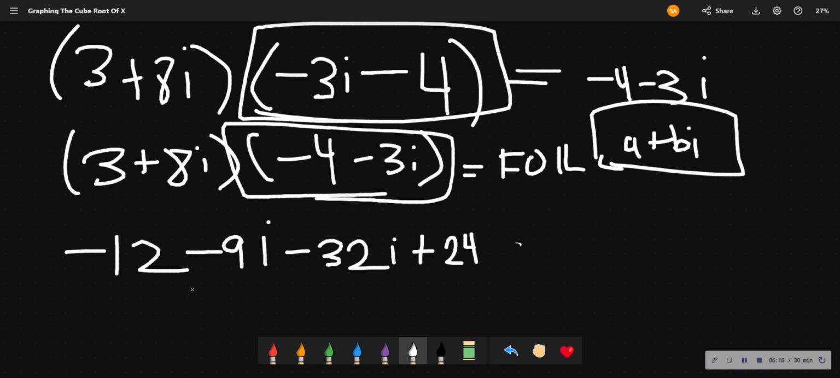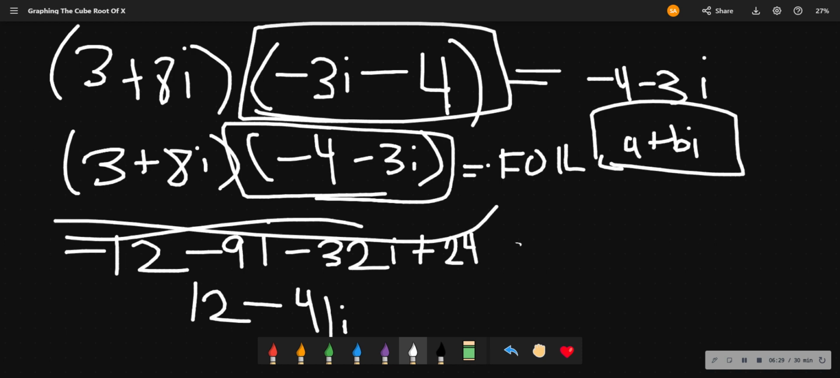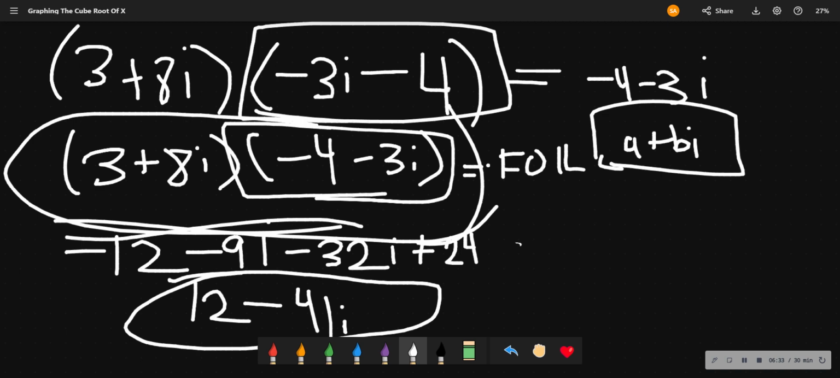This simplified would be 12 minus 41i. Negative 9i minus 32i is negative 41i. This simplified is 12 minus 41i. And that's it. That's how you basically multiply complex numbers. Sometimes they're a little bit harder. We'll go over some of those in the next video. But I hope you learned something from this. Thank you for watching.